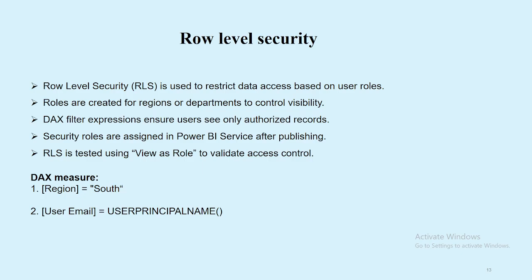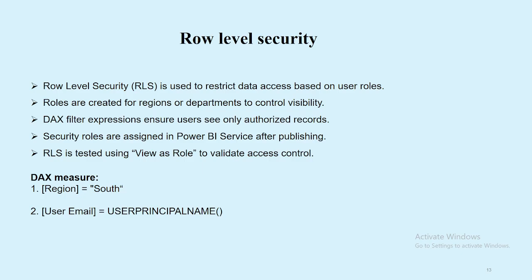And also row level security. Row level security restricts the data access for specific users. It ensures users can see only the data that they are allowed to see. For example, the south manager should see only the south region data, and the north manager should see only the north region data. For that kind of security, we will implement row level security in Power BI.